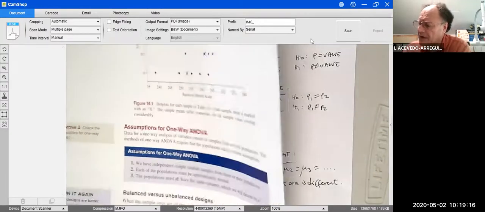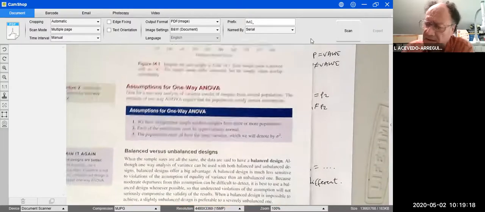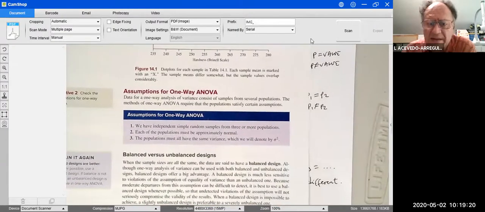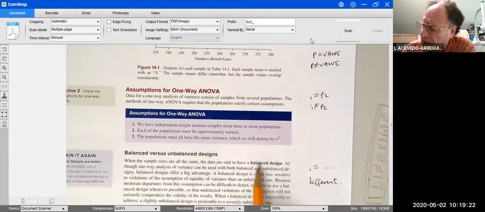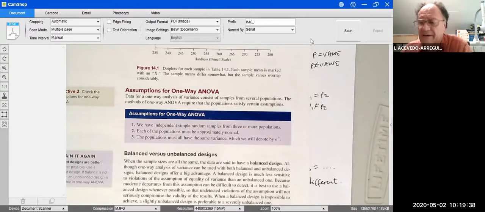Sometimes we're going to have all the samples having the same size. That's the case when we have a balanced design, when you have all the samples with the same size. Sometimes we're not going to have that possibility. We might have one sample with a different number of responses than another sample. So that is going to be an unbalanced design.